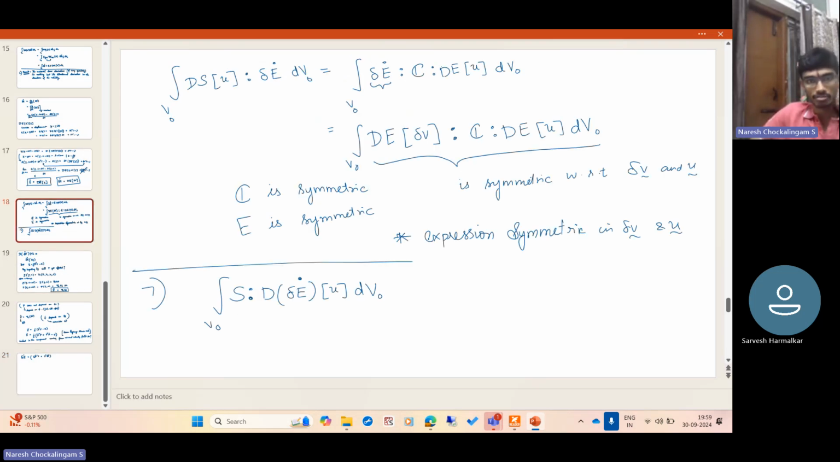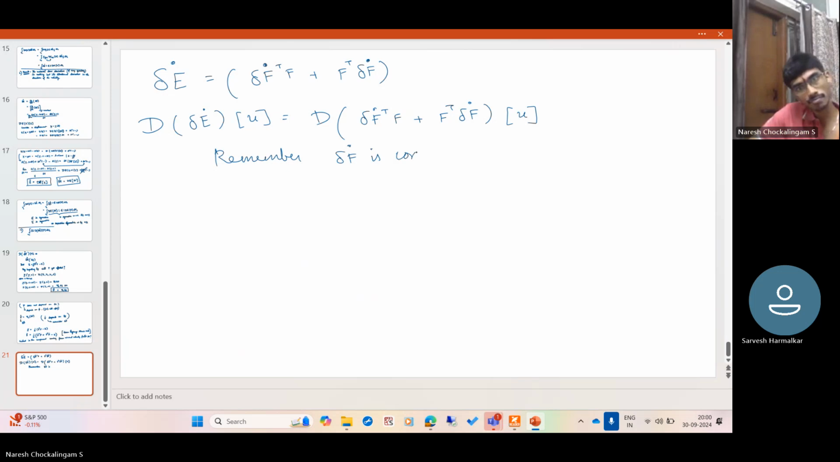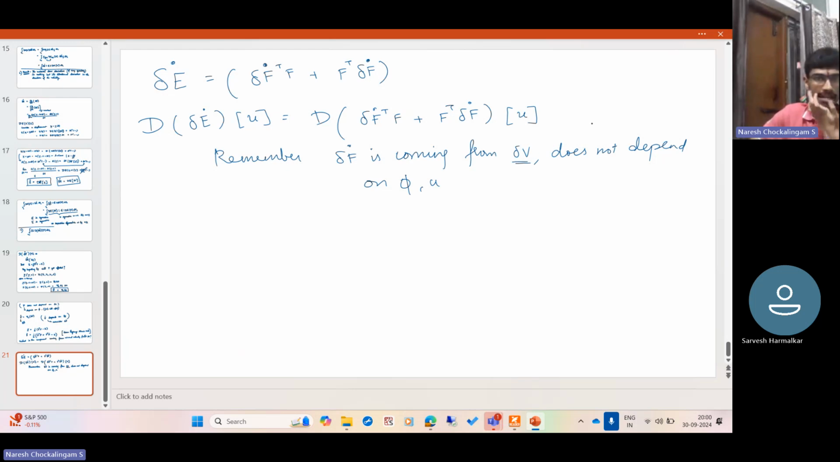What is the next step? We actually wanted to simplify this. We want a directional derivative of this del E dot in the direction U. The directional derivative of del E dot in the direction U is nothing but the directional derivative of del F dot transpose F plus F transpose del F dot in the direction U. Remember, del F dot is coming from del V and does not depend on the configuration or U. So the directional derivative with respect to U, where U is a perturbation to the configuration, will not affect del F dot, because del F dot is coming from the imposed velocity field del V, as the material gradient of del V.